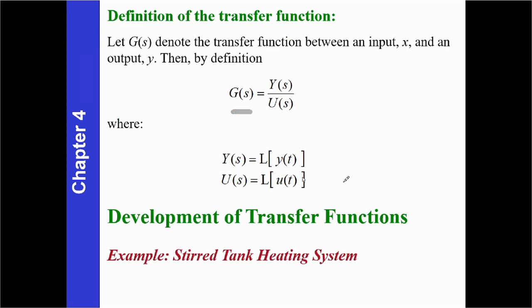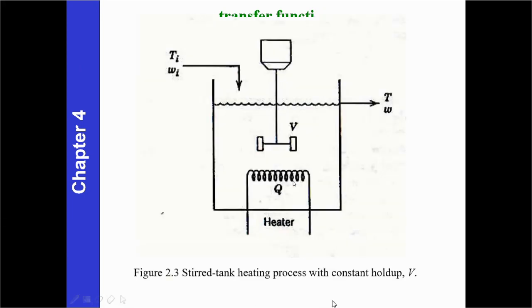So we look into an example of a transfer function being developed, from our previous example on stirred tank heating systems. So this is the example that we look into, a tank with a heater and a stirrer here, stirring the liquid inside the tank. So the inlet temperature and the water inlet come into the tank and are stirred, and it comes out from the tank with temperature T and the amount W. This one here.